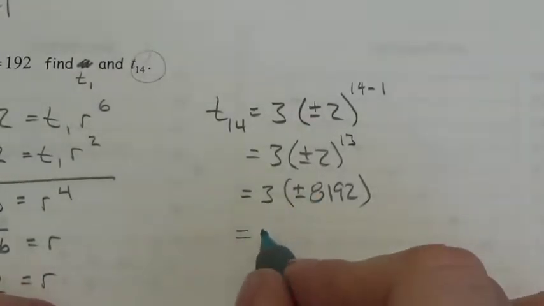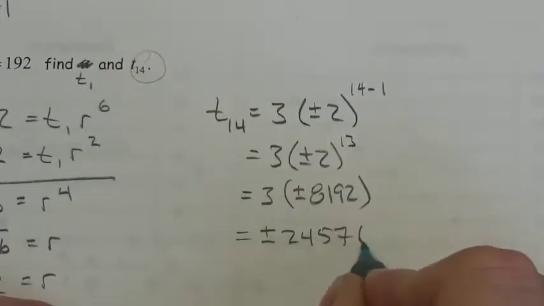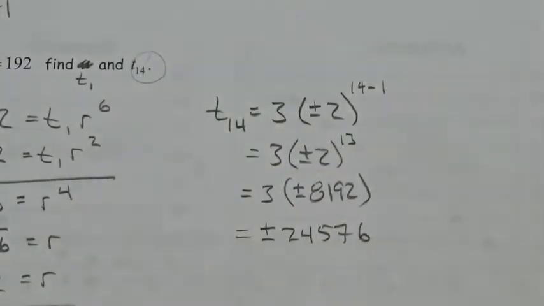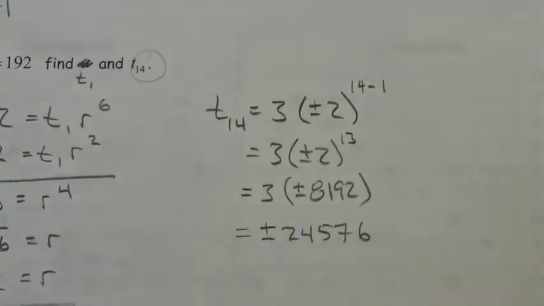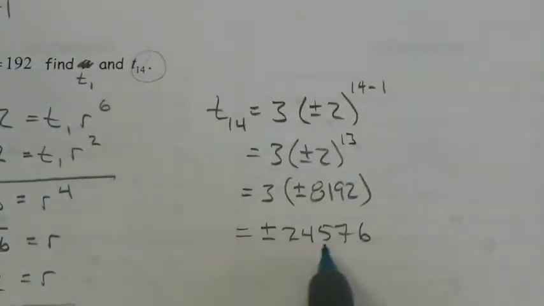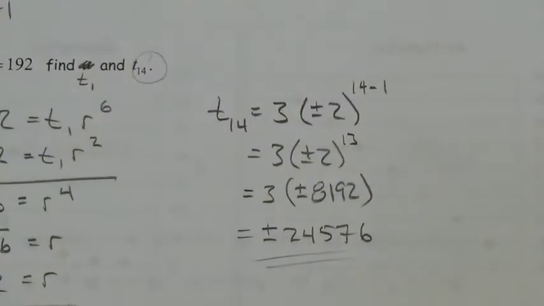And when you multiply that by 3, you can get positive or negative 24,576. Now, if we had asked you for the 13th term or the 15th term, then the exponent on the r would have been an even number and the negative would have gone away. And we would never have known for sure whether or not you actually figured out the r correctly. So because we're getting these two values here, we know that you did your r properly.